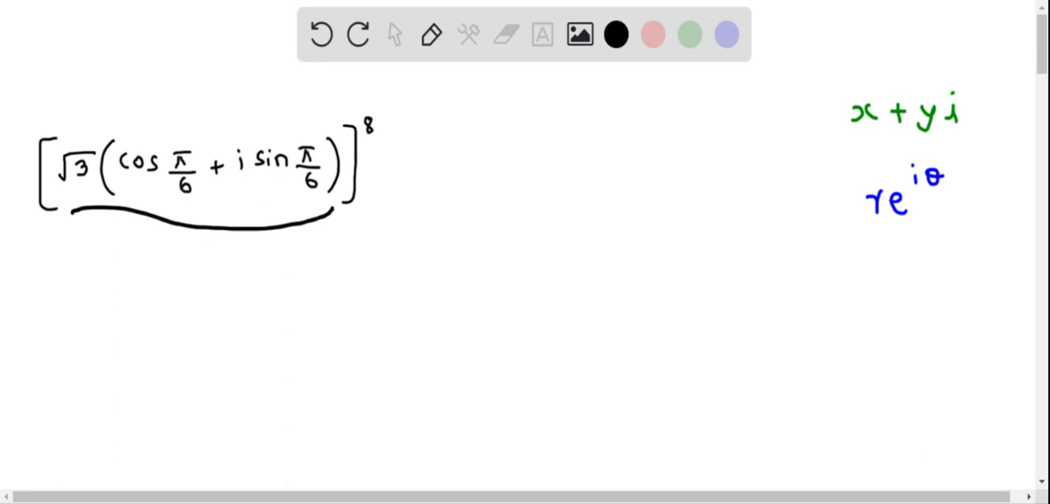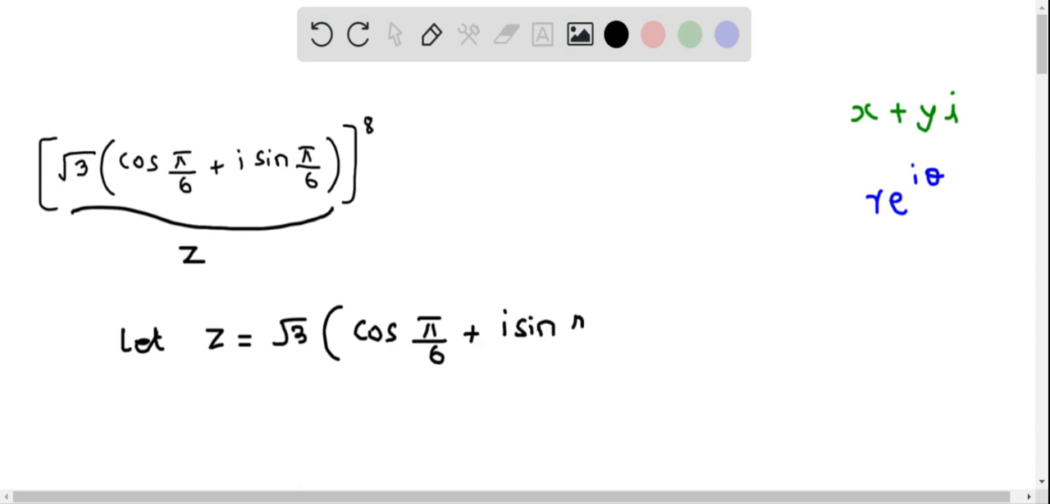First, I'm going to consider this inside expression, which is the complex number, as z. That is, let z equal root 3 times cosine of pi by 6 plus i sine pi by 6. And so this expression is equivalent to z raised to the power of 8. So basically we have to determine z raised to the power of 8.